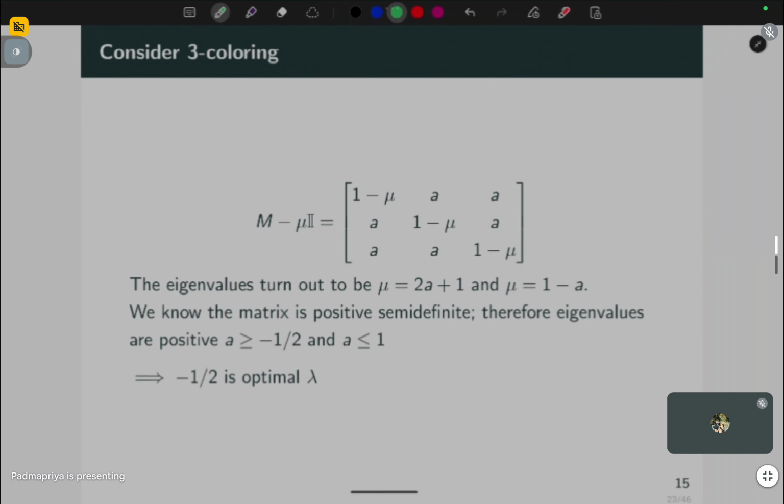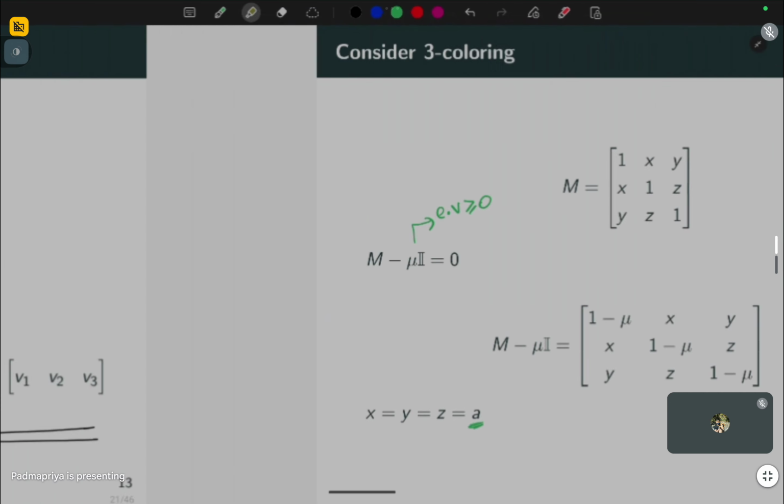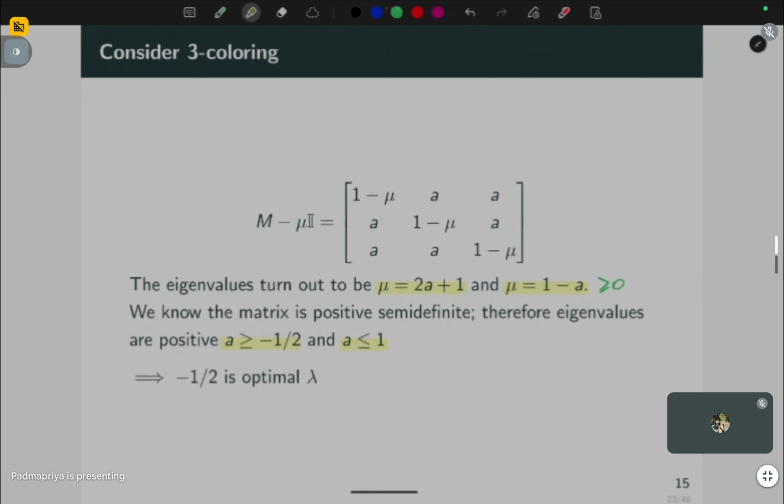So this is the matrix we get, the determinant matrix, and we are going to find the eigenvalue matrix, and we'll be finding the eigenvalues and eigenvectors from here. And if you compute, you will find that the eigenvalues are 2a plus 1 and 1 minus a. Now we know these should be positive, precisely greater than or equal to 0, non-negative. We will get the value of a. A was our xyz, which was our cos thetas, to be minus half. The minimal value a can take is minus half.